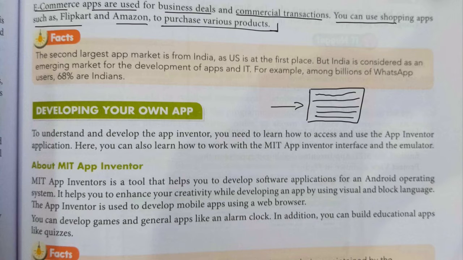So the software which we are going to use, or the service we are going to use to create our own application, is known as MIT App Inventor. The MIT App Inventor is a tool that helps you to develop software applications for an Android operating system. So if you're having maybe an iPhone or a Windows phone, then I'm really sorry, this application is not for you. These applications are just for Android users only.